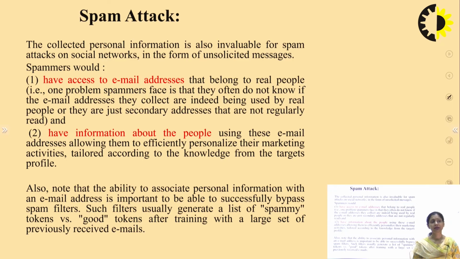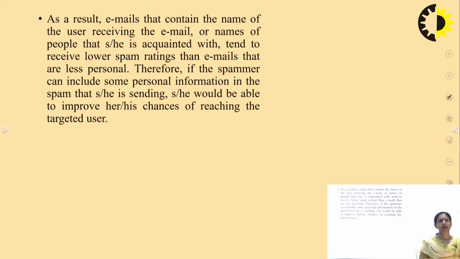So the ability to associate that personal information with an email address is important to be able to successfully bypass spam filters. These filters usually generate a list of spammy tokens versus good tokens after training with a large set of previously received emails. As a result, an email that contains the name of the user receiving the email, or the name of the people that he or she is acquainted with, tends to receive lower spam ratings than the emails that are less personal.